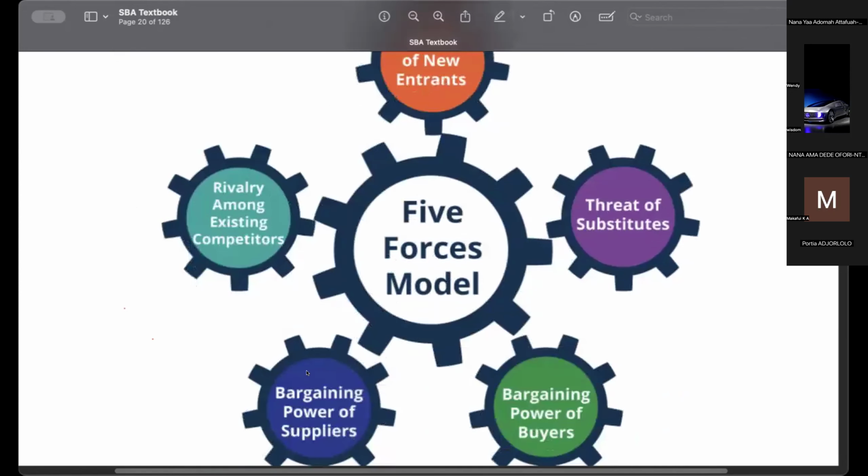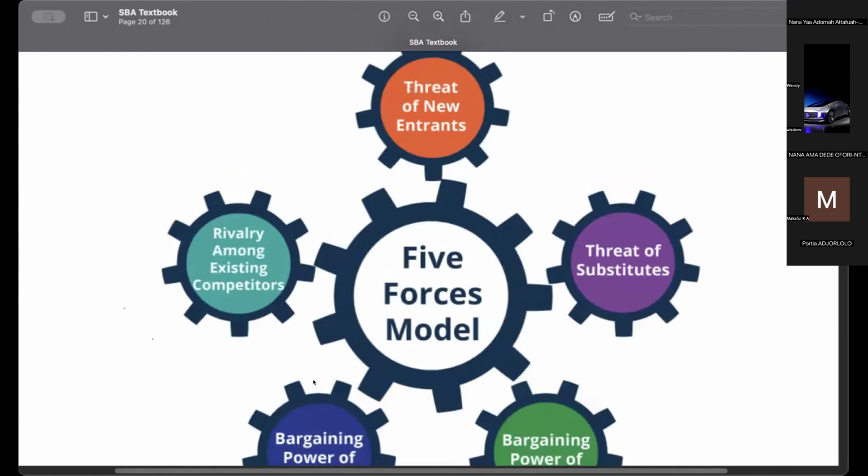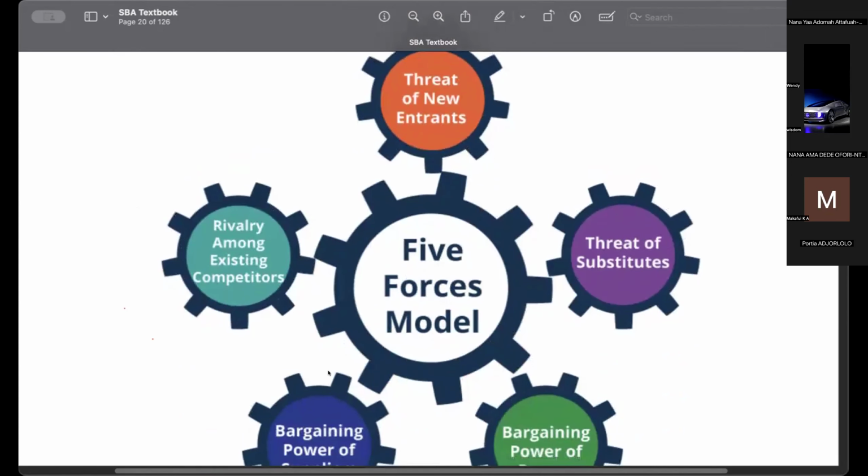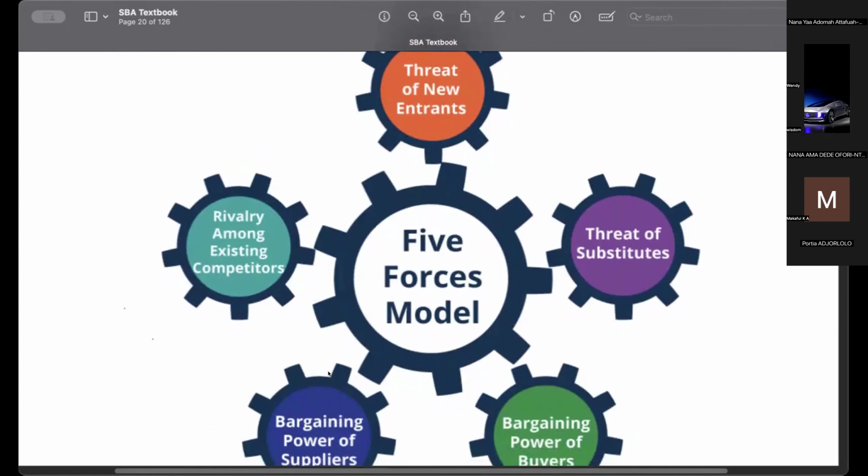So the forces are the threat of new entrants, the rivalry among existing competitors, the bargaining power of suppliers, the bargaining power of buyers, and then the threat of substitutes. So let's go by them.